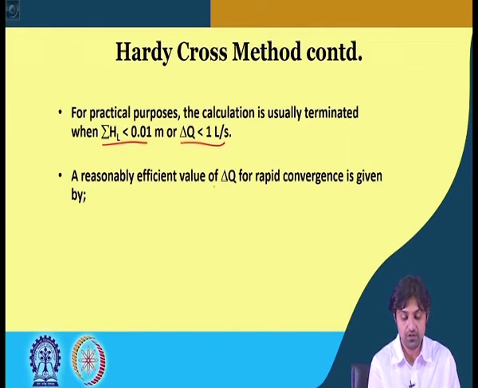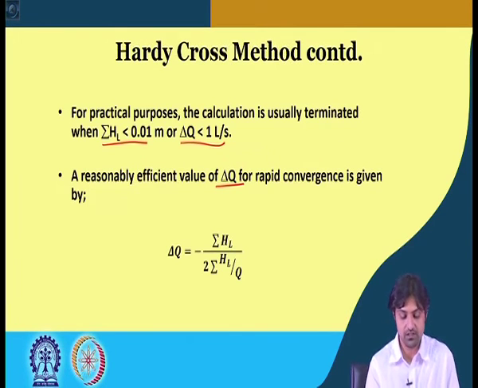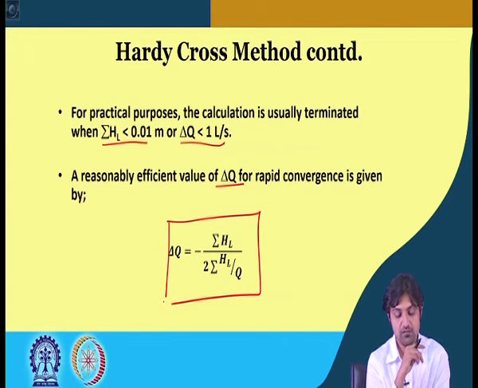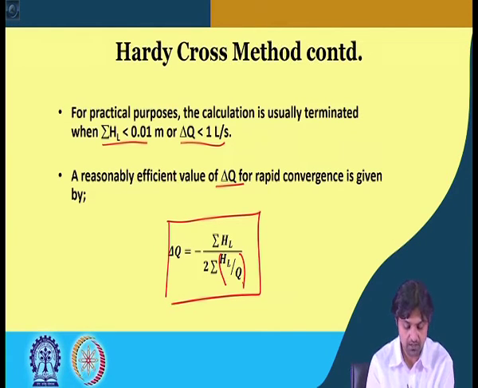So, a reasonable and efficient value of delta Q for rapid convergence is given by this. This thing you have to remember, delta Q is written as minus of sigma head losses divided by 2 sum of HL by Q. So, for each pipe in the loop, we are going to calculate head losses, do the summation of it. Not only are we going to calculate HL, but also the value of HL by Q, because if the sigma head loss is not coming 0, we will need that value later.